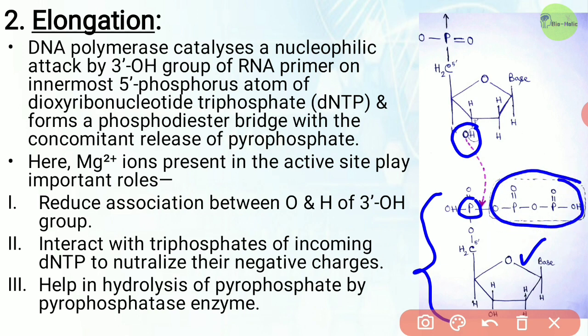Okay, and here Mg2+, which is a catalytic metal ion present in the active site, plays 3 main important roles. So it can reduce the association between O and H of the 3' OH group, and also it can interact with the triphosphates of the incoming dNTP to neutralize their negative charges, and also it can help in the hydrolysis of pyrophosphate by the pyrophosphatase enzyme, which is a very important enzyme in case of DNA replication. Okay.